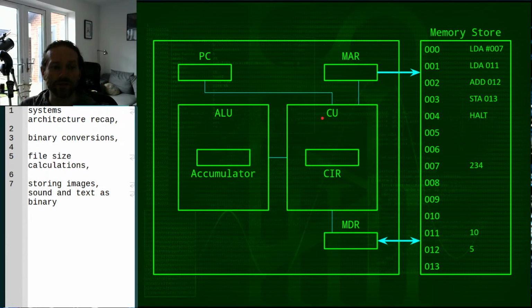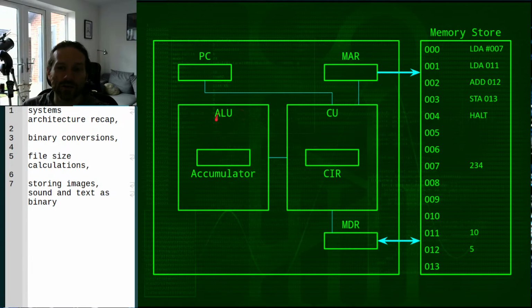The CU is the control unit. It is the CU that controls each stage of the fetch, decode, execute cycle. It is also the control unit that says whether we are going to read from memory or whether we are going to write to memory. So the control unit is the thing that controls the whole process.